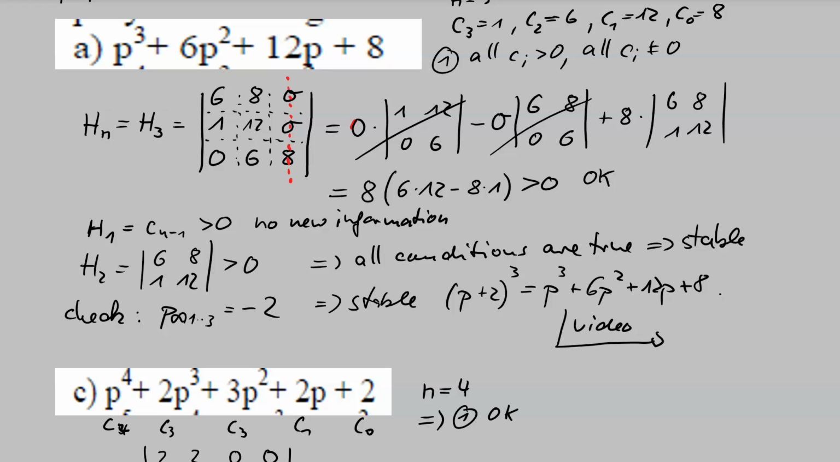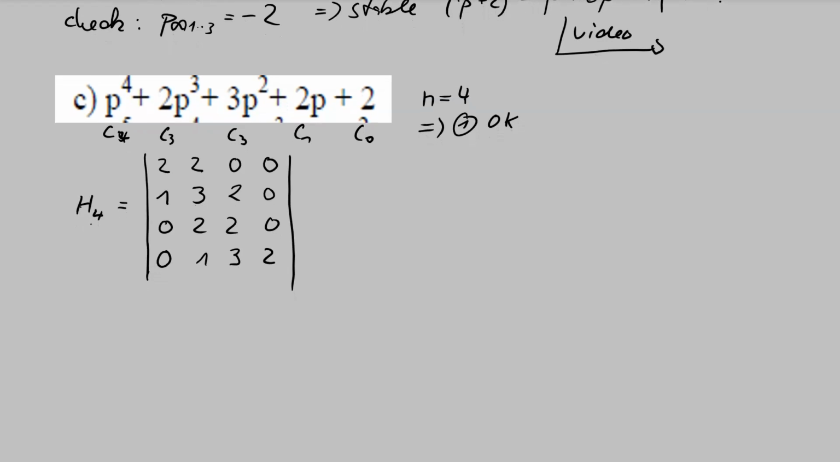Now we need this information later for some discussions. Here C0 is 8, here C0 is 2. So in any case, the bottom right cell contains C0. It doesn't matter. Of course, we can now calculate H4, but stop.